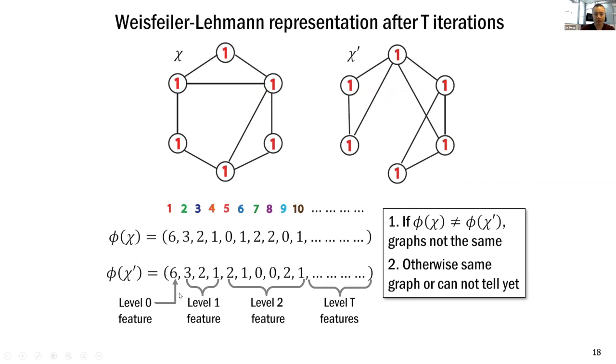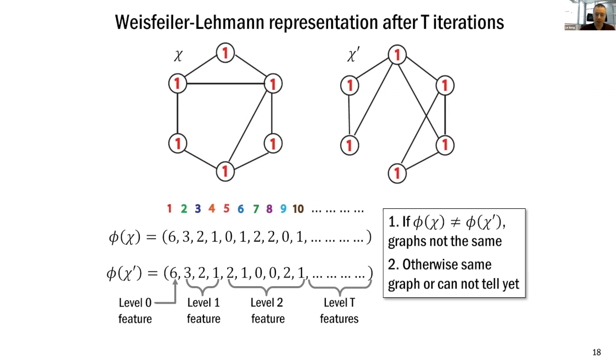And then for the second graph, you have 6 type 1 node, and 3 type 2, and 2 type 1, and 1 type 4, and 2 type 5. And then you can think about these feature representations as obtained in an iterative fashion, and it's going to summarize the structure information of the node, right? So if these two representations are not the same, you would know that the graph are definitely not the same. Otherwise, it can be the same graph if you just stop at the T level of feature, T iteration. And then they might be the same, or you cannot tell the difference, okay?